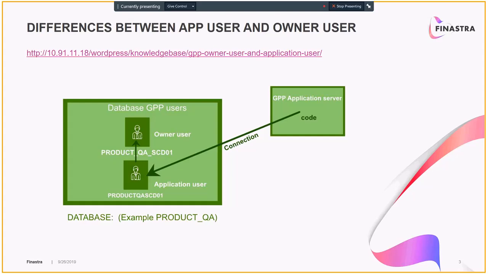And the owner user is always with underscores, like here product underscore QA underscore SCD01. This is the owner user, and the password for this is always pay+1. Okay, so this is the naming configuration internally at Finastra.